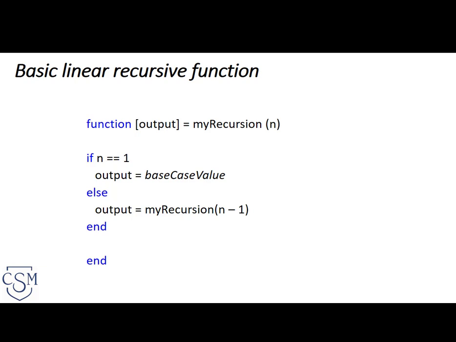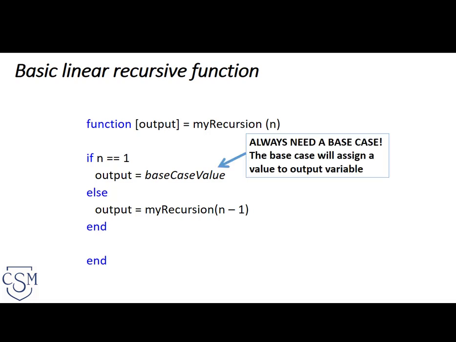And this is just a sort of standard boilerplate template for a basic, and I say linear, recursive function. I'll show you what I mean by that later, but this will proceed in a linear fashion without branching. And this is the easiest recursive function to understand. And we always need a base case scenario. So the base case in this is if the input n were to be 1, we'll output the base case value.